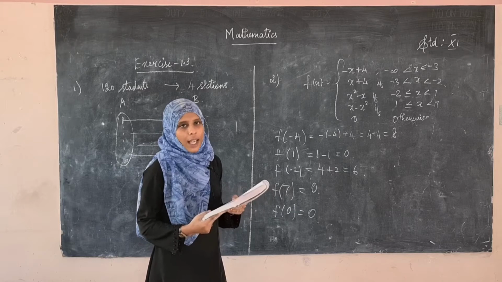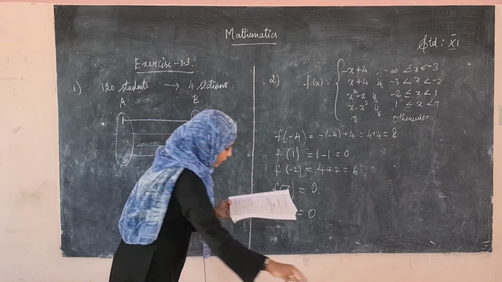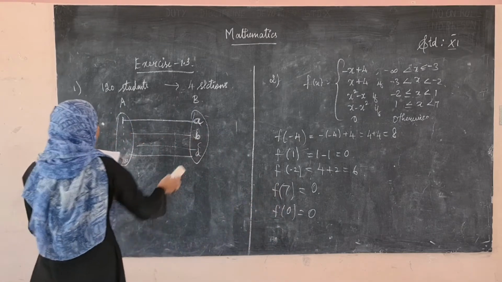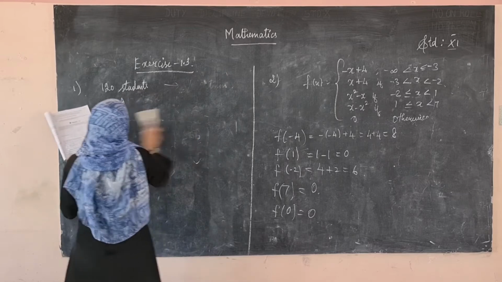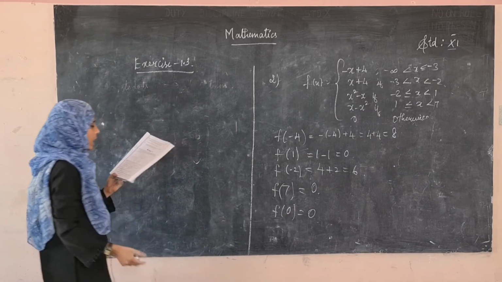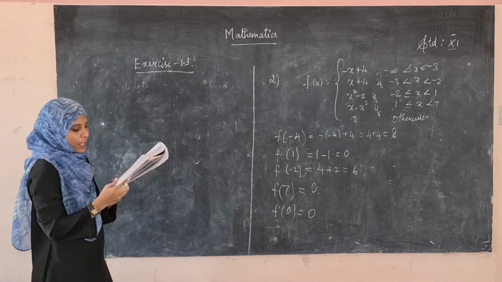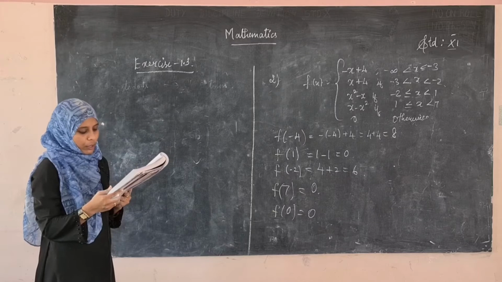So the third sum is the assignment for you. You have to find the values for those 5 values they have given. And then the fourth sum. Now the fourth sum: state whether the following relations are functions or not. If it is a function, check for one-to-oneness and on-to-ness. If it is not a function, state why.